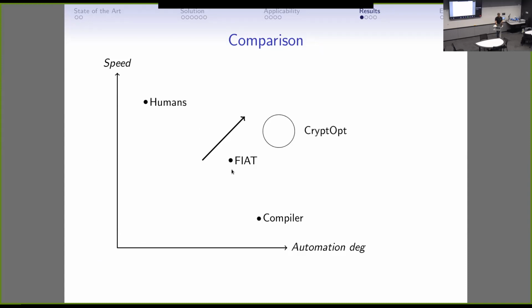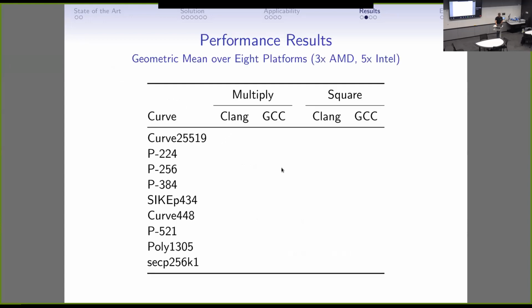So with CryptOpt, it's a bit hard, because for some primitives we do very good, and for a handful of primitives we don't do that good. And that also depends on the machine that we're actually running on. So let's see what we've done in our performance evaluation. On the left side in this table, we see the different curves or different primes that we generated the field multiply and field square operations for.